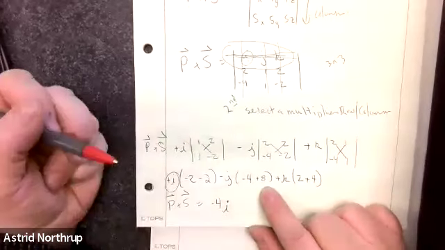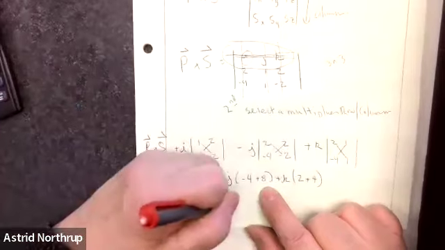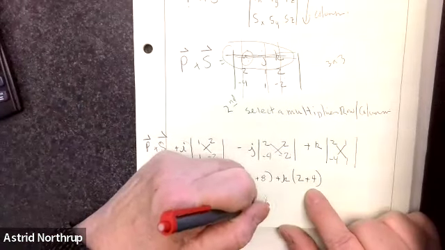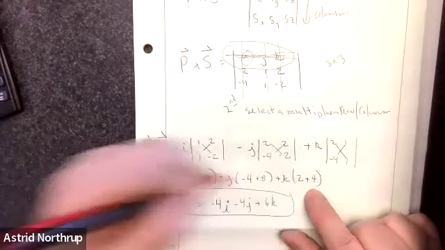And then I have negative J times a positive 4. So it's negative 4J plus 6K. And that is the answer.